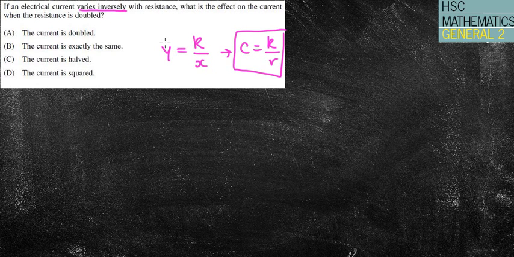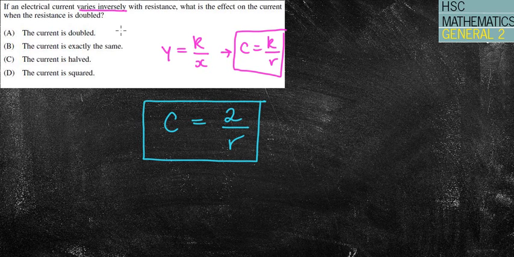But it does say what is the effect on the current when the resistance is doubled. So let's just make something up. Let's say, for example, the formula is C equals 2 over R. Okay, let's just make that 2. Now, it says what is the effect on the current when the resistance is doubled. So let's chuck in some numbers. For the first one, I'm going to let R equal 1. Well, that means that C equals 2 over 1, C equals 2.